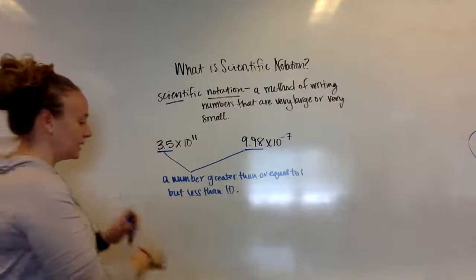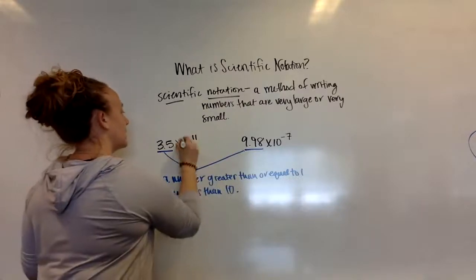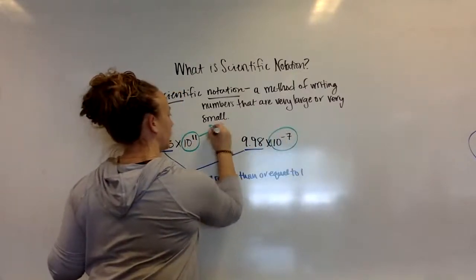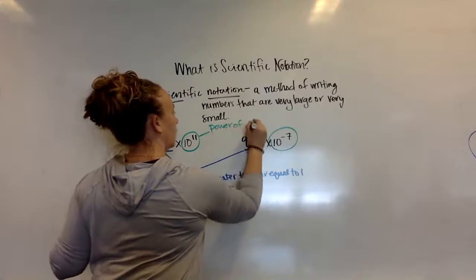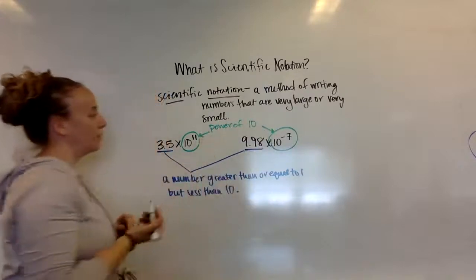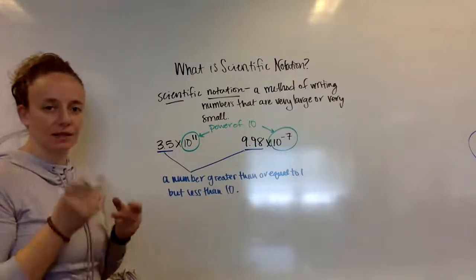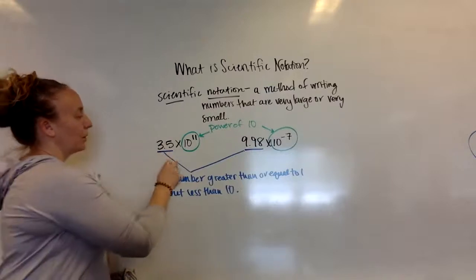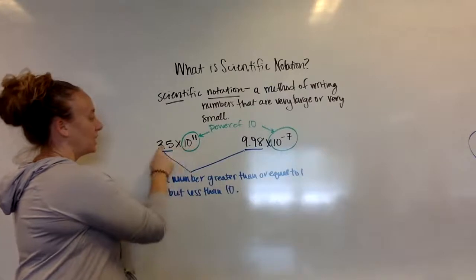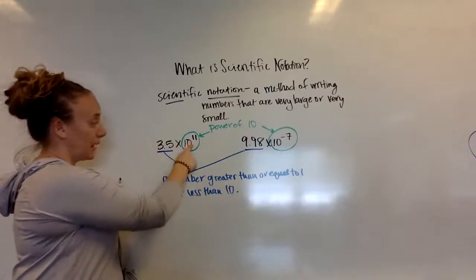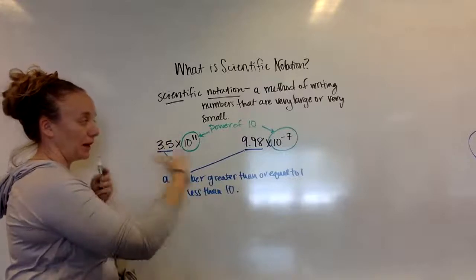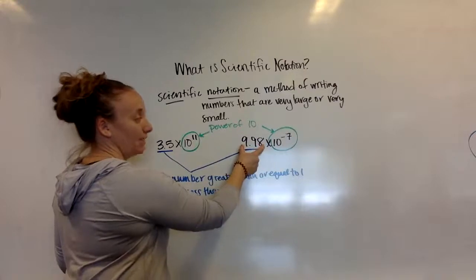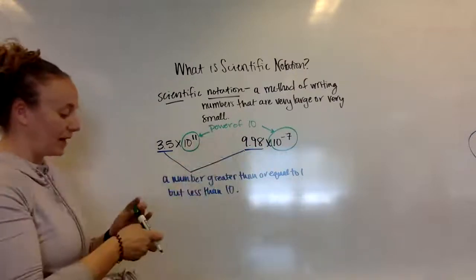Now the number behind it, this times 10 to the 11th and times 10 to the 7th, this value is what's called a power of 10. That is also a trademark part of scientific notation. If you have created it correctly, this is essentially how many times I'm going to multiply 3.5 to get this final number if I were to write it in standard form. 9.98 times 10 to the negative 7, this is how many times I'm going to divide this number by 10 to get that super tiny number.